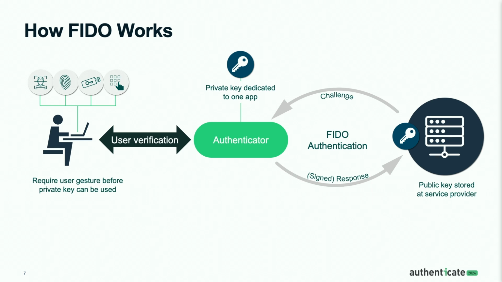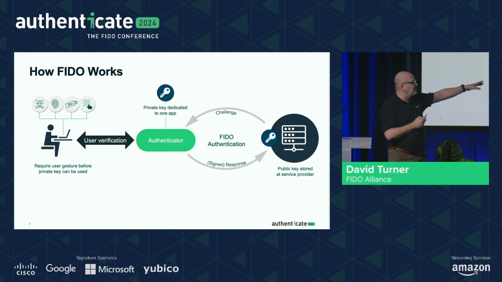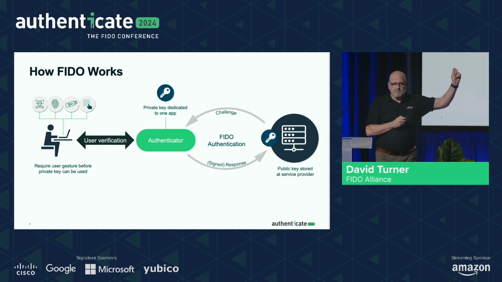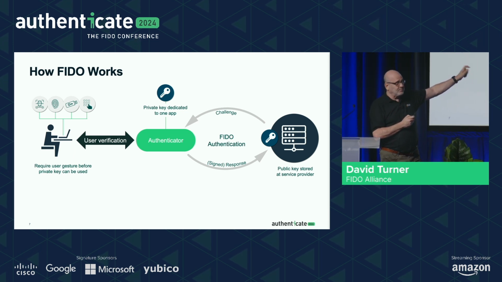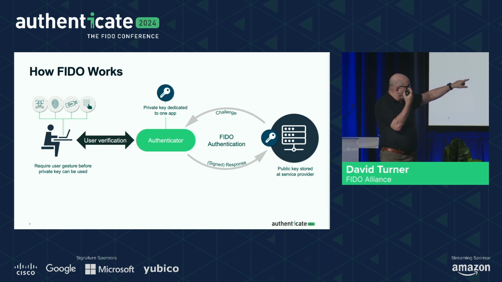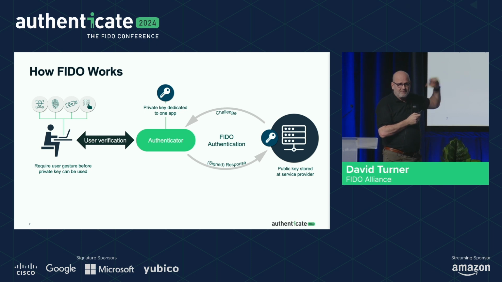And if they match, then the authenticator will use its private key to sign the response and send back the data to the relying party, who can then use the public key they were given in the first place to test the response to make sure that, yes, that really did come from the private key that was originally created for that particular account.